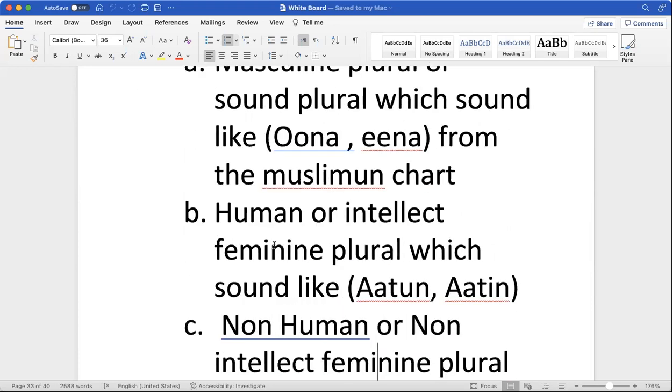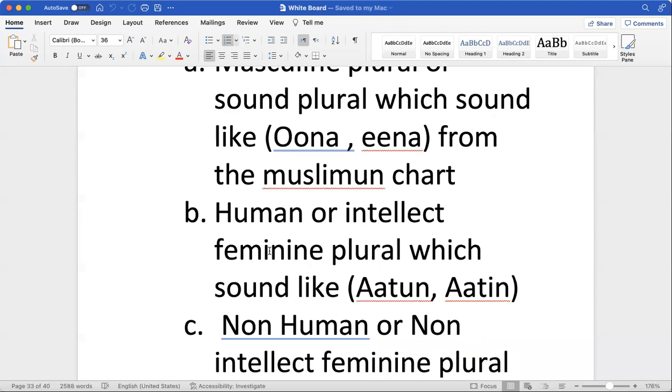Then we have human feminine plural, human or intellect feminine plural. This is particularly feminine, but human. So it can include a Muslim woman: Muslimatun, Muslimatin, Muminatun, Muminatin. When I say Muslimatin or Muslimatun, I refer only to Muslim women. It does not include Muslim men.